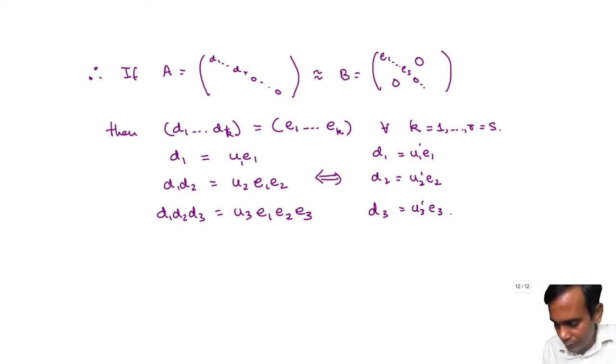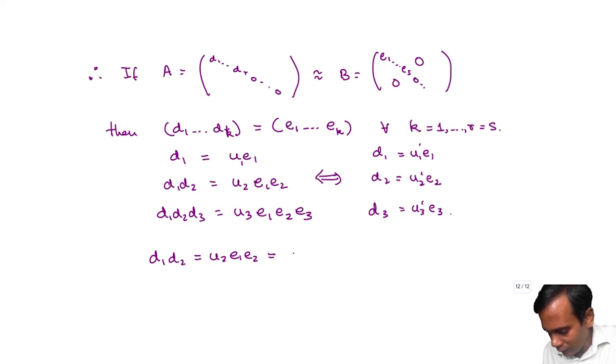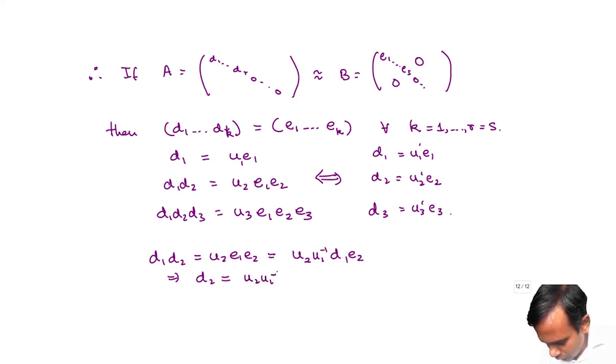Inductively. So, for example, what we have is D1 D2 is U2 E1 E2. But what we know is that E1 is U1 inverse D1. So U1 inverse D1, and now in a Euclidean domain you can cancel. So this means that D2 is some unit U2 U1 inverse times E2. Which means that the ideal generated by D2 is equal to the ideal generated by E2, and so on. So this proves the uniqueness of the Smith canonical form.